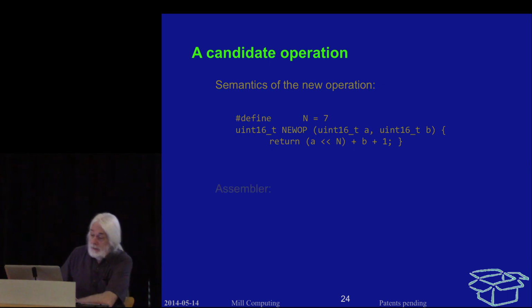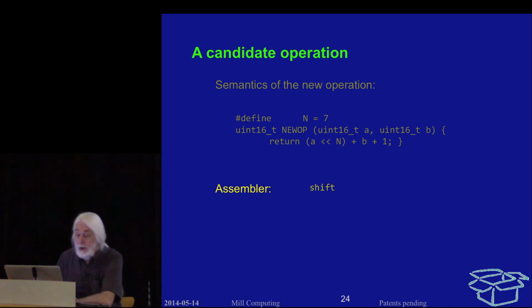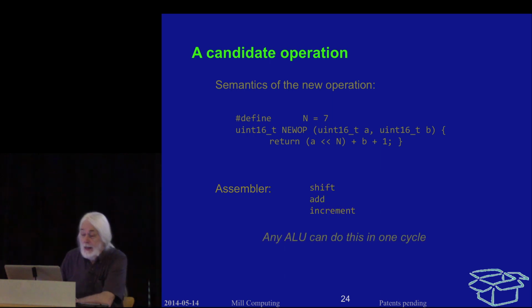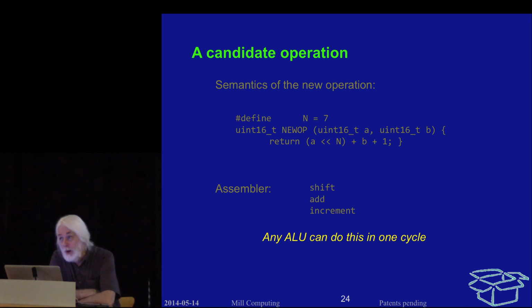And the naive assembly language for that, of course, would be first a shift operation, an add operation, and an increment operation. However, a physical ALU can do all of that in one cycle. The shift part is merely a matter of which wires get hooked to where. The add is an add, and the +1 is merely a matter of setting the carry bit on the low end. So all of that, if you only had the operation, would be one cycle, not three. And we're hypothesizing that our customer cares and wants this to be added.